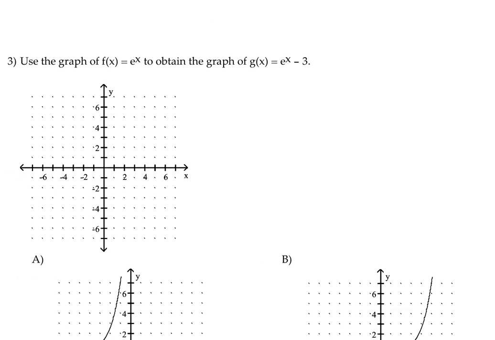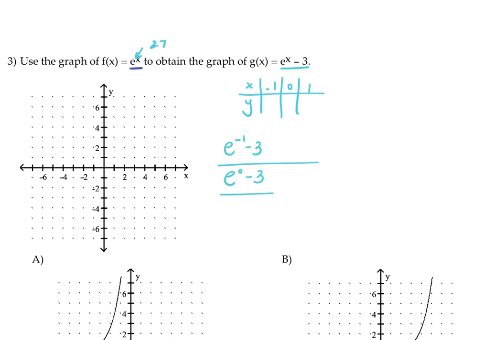Number 3, you're using the graph of f of x equals e to the x to find e to the x minus 3. So if we did not have calculators, we would approximate e to the x, or e to the first, to be 2.7. But because you're going to have a scientific calculator, you can plug in just like we did before: negative 1, 0, and 1. So e to the negative 1 minus 3, e to the 0 minus 3, and e to the first minus 3.